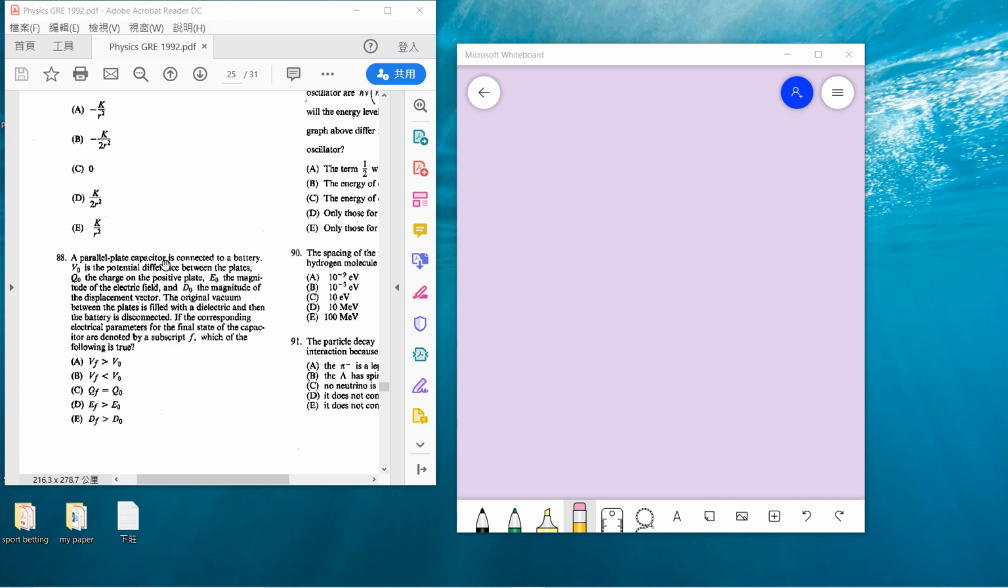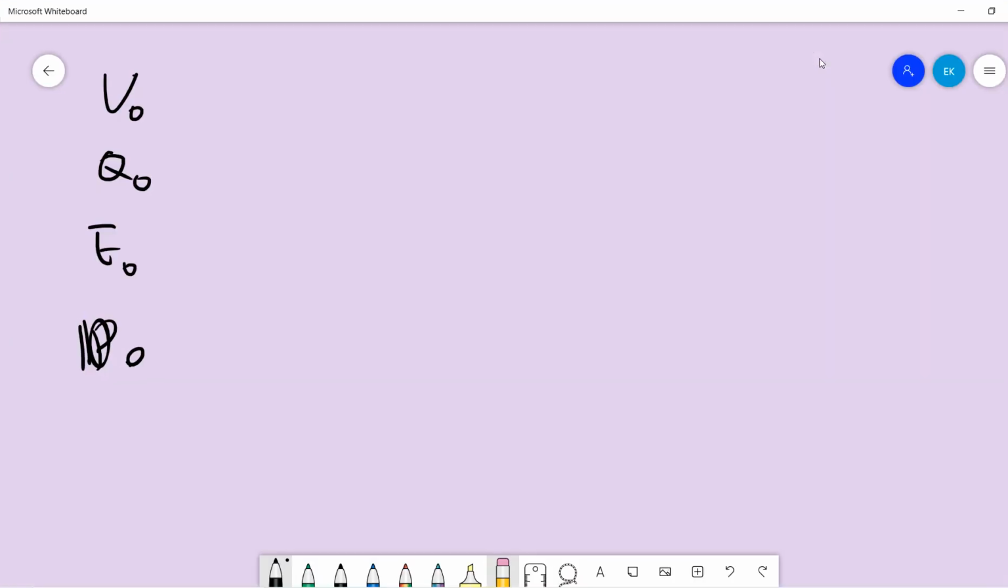A parallel capacitor is connected to a battery. V naught is the voltage between the plates, Q naught is the charge, E naught is the electric field, and D naught is the displacement vector. So we have V naught, Q naught, E naught, D naught for a parallel capacitor. After that, some dielectric constant object fills in, but the battery is fixed, then it is disconnected. Okay, so basically we have this, and then we have this.